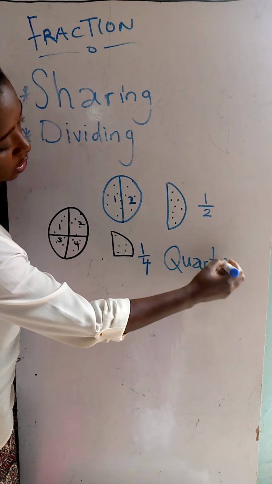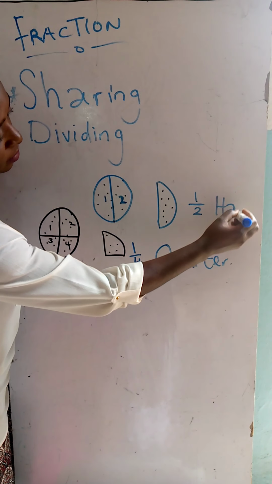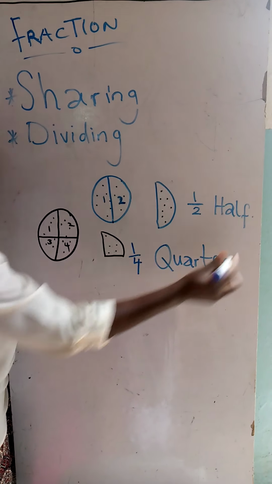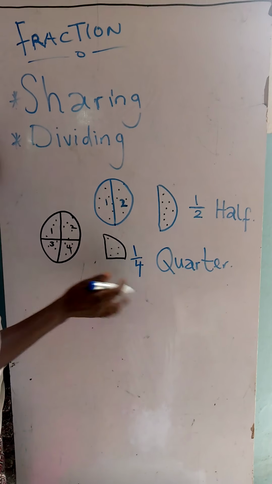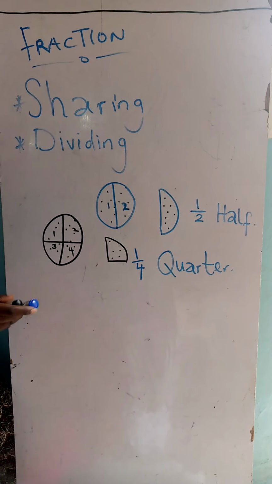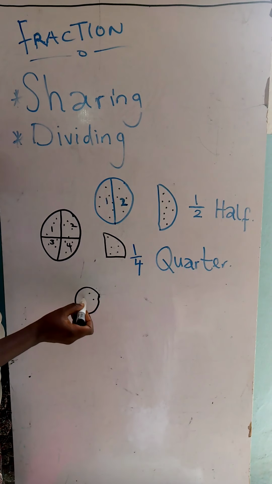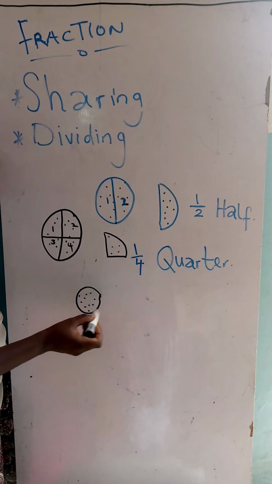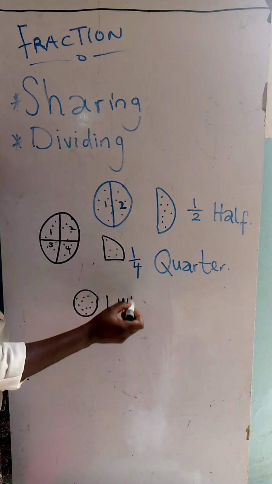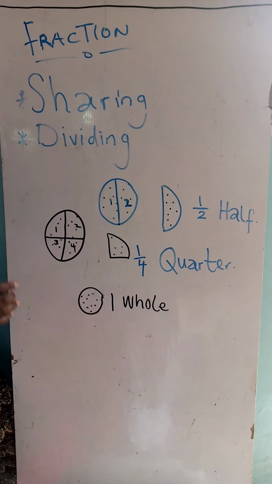It's a quarter. And this one I said is half. This is half, 1 over 2. Quarter is 1 over 4. And then one whole biscuit without cutting it, without dividing it, this is 1 whole. You understand? 1 whole.